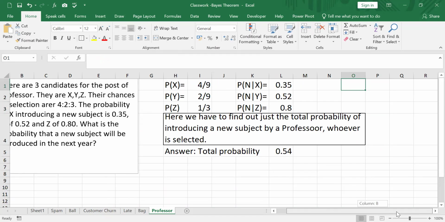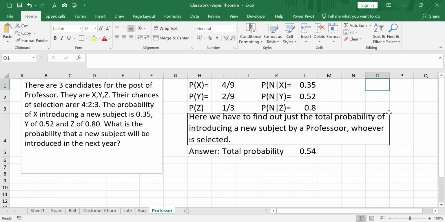Now we have to find out the total probability of introducing a new subject. That will be obtained by multiplying the probability of X being selected and then that person introducing a subject, plus Y can be selected, Y also will introduce a subject, Z can be selected. Anyone can be selected, and therefore you have to add all these things. It is nothing but the sum product of this column with this one, which means 4 by 9 multiplied by 0.35 plus 2 by 9 multiplied by 0.52, plus 1 by 3 multiplied by 0.8. The same thing can be obtained by using SUMPRODUCT.